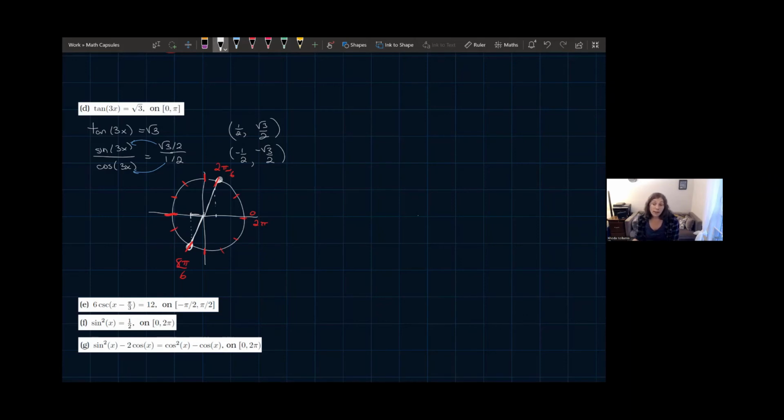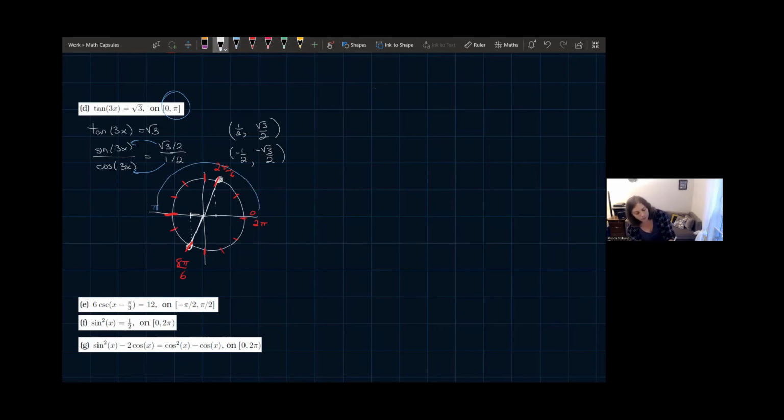There's one more catch to this particular problem. We're not out of the woods just yet, because we're trying to solve for x, but it's tan of 3x that would have given us root 3. Also, the region that we're supposed to be looking at is only from 0 to pi. So 0 to pi is just this top half here.